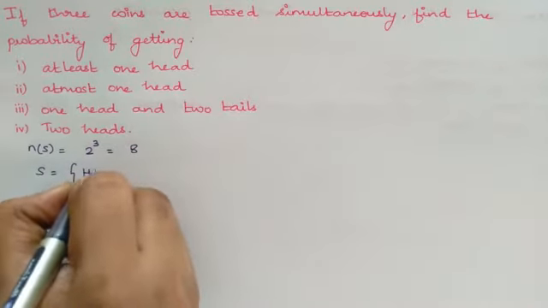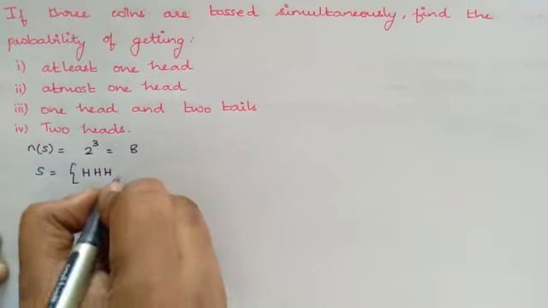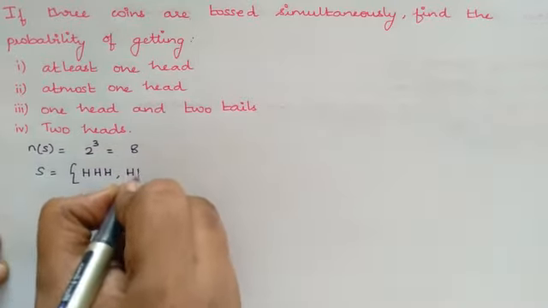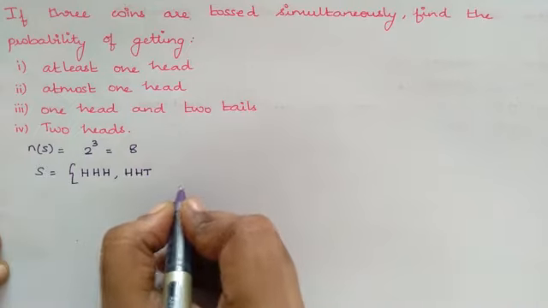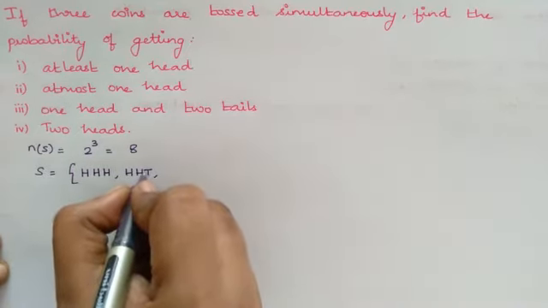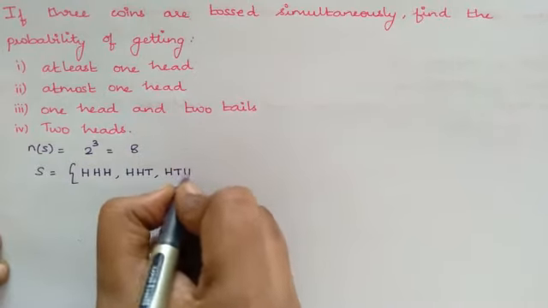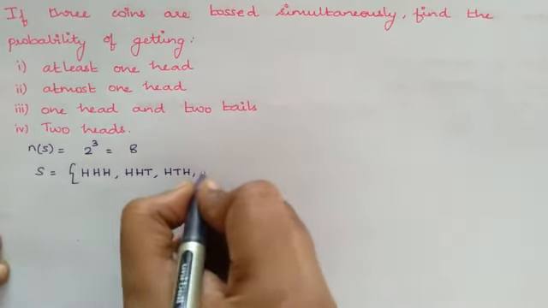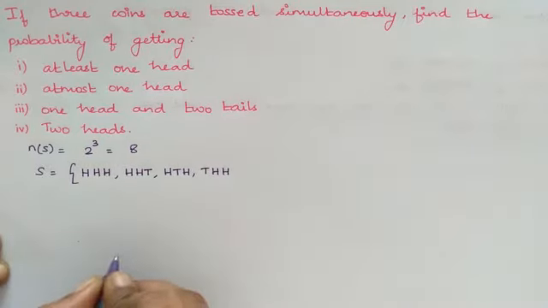So HHH, all the 3 coins might give head. Then HHT: the first two coins might give the head and the third coin might give the tail. Now bring the T in between these two H's: HTH. Then bring T in the front: THH. Like this we can write the possibilities.